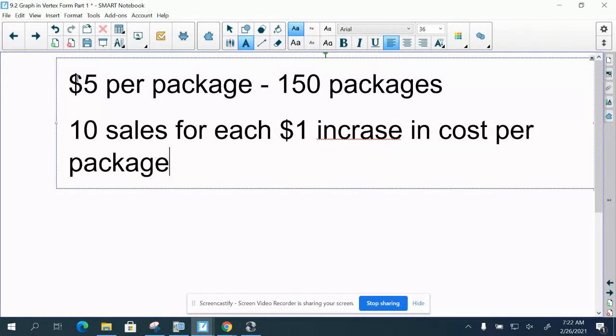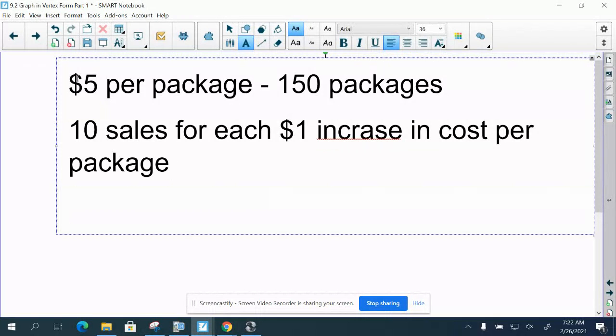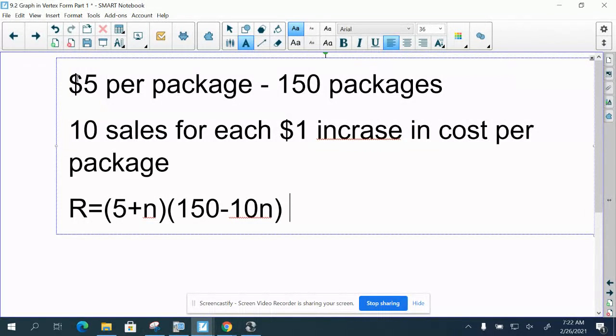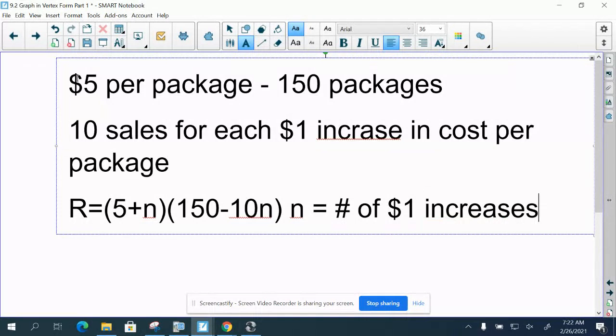The sales revenue in dollars generated by selling the packages is the function R equals (5 plus n)(150 minus 10n), where n is the number of $1 increases. Okay, so this is a little bit confusing, so let's look at what's going on here.